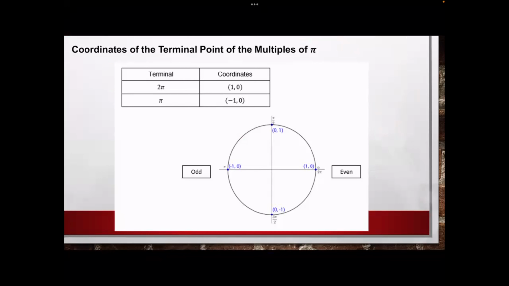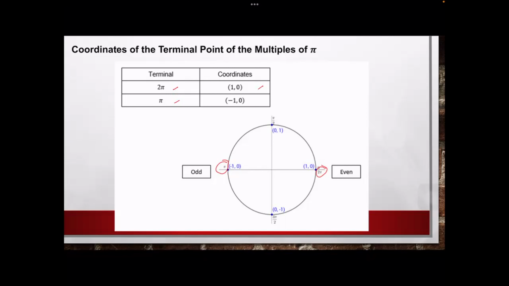So, coordinates of the terminal point of multiples of pi. So, in pi, meron tayong terminal natin. Yung terminal natin, we have the 2 pi at saka pi. Asan ba yung 2 pi and pi? So, meron tayo dito. Ito yung ating pi. Ito yung ating 2 pi. So, meron tayong coordinates na kapag 2 pi, that is 1, 0. Kapag pi, that's negative 1, 0. So, yun lang yung magiging sagot.